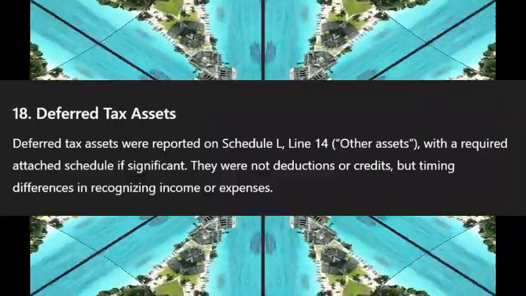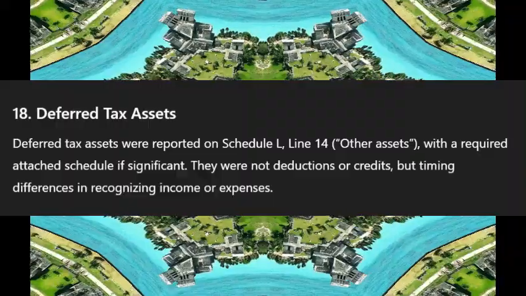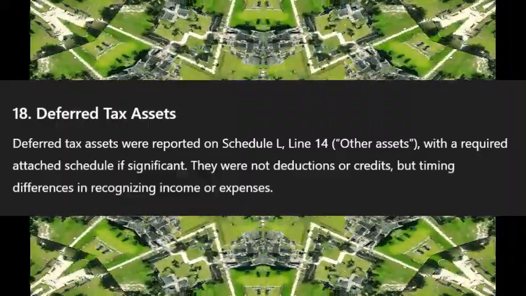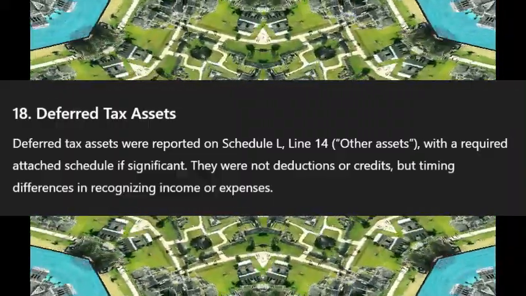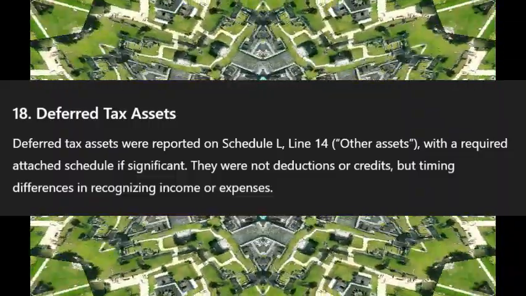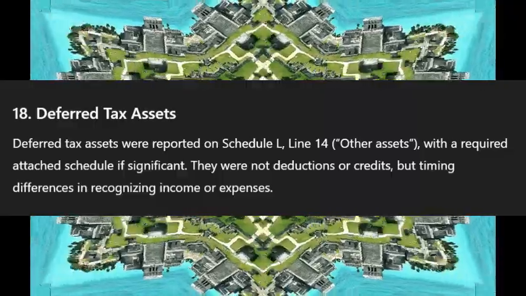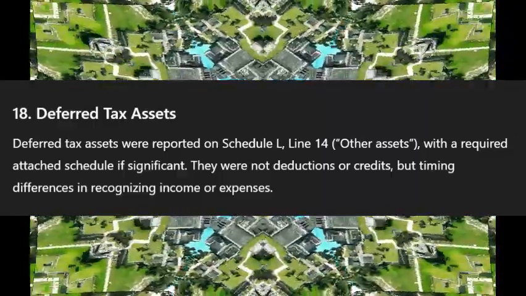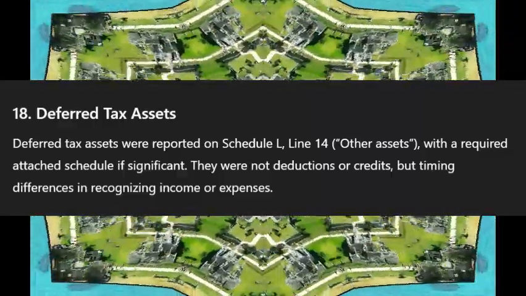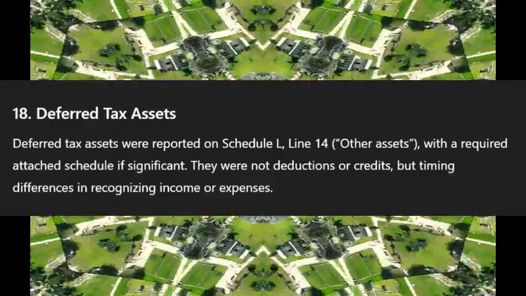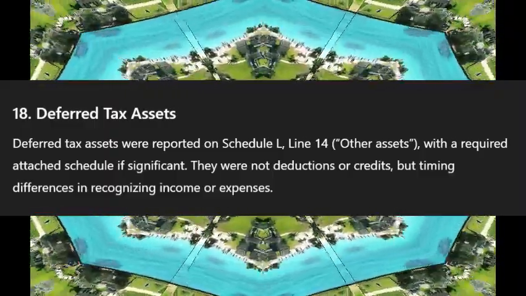Timing differences? Between what? Between when an item is recognized for financial accounting in your books versus when it's recognized for tax purposes. They don't always match up. For instance, maybe for tax, your company uses accelerated depreciation, getting bigger deductions earlier. But for your financial books, you use straight-line depreciation, spreading it out evenly. That creates a temporary difference.